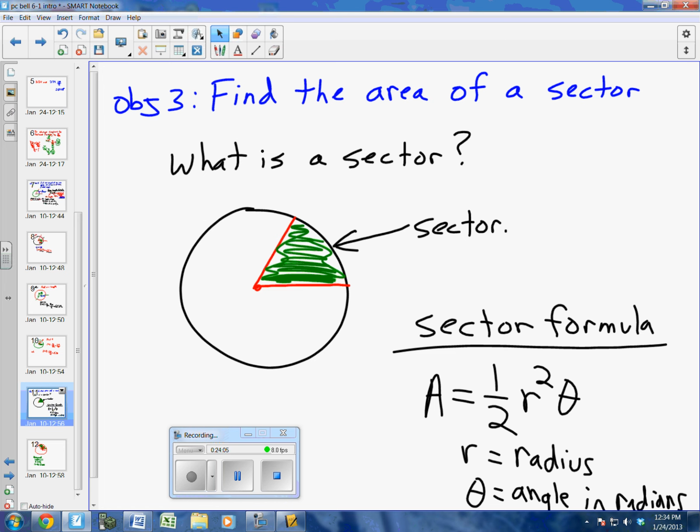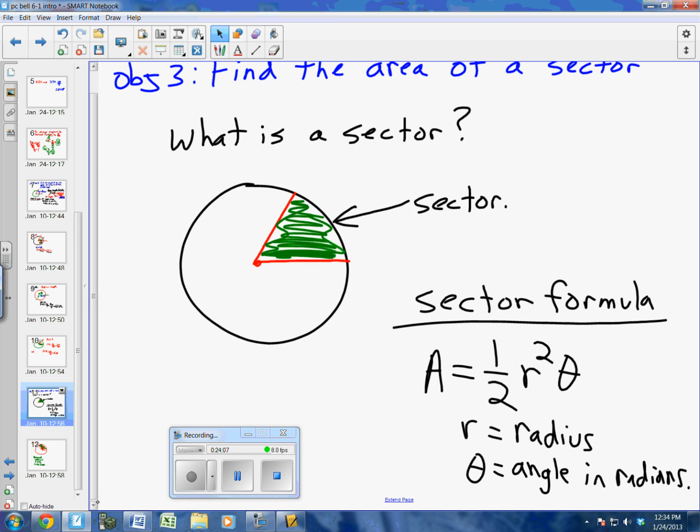Okay. What is the formula? All you guys need is a formula, right? A equals 1/2 r squared times theta. And notice theta. What does theta have to be in, everybody? Radians again. Okay, make sure you know that has to be in radians.